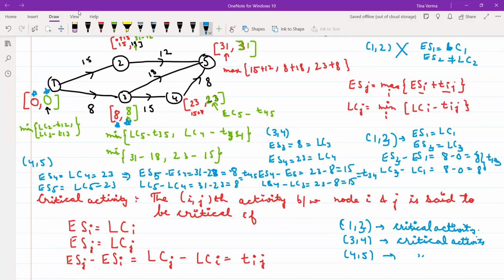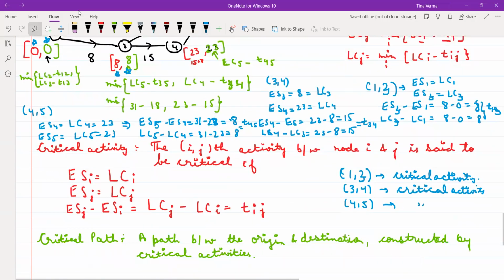Is it clear? Now critical activities की अगर आपका ES जिस भी एक्टिविटी की आप बात कर रहे हो, IJ एक्टिविटी, उसका अर्लीस्ट और उसका लेटेस्ट दोनों सेम हुए. अगर अर्लीस्ट का डिफरेंस करो वो टाइम के इक्वल आ रहा हो, लेटेस्ट का डिफरेंस करो वो भी उस टाइम के इक्वल आ रहा हो. Is it clear? That will be your critical activity. क्लियर हो गया?